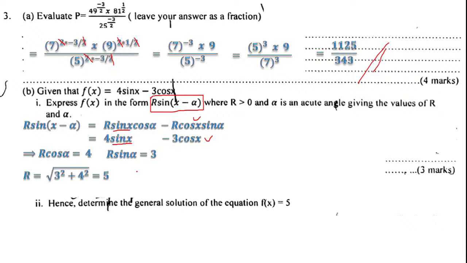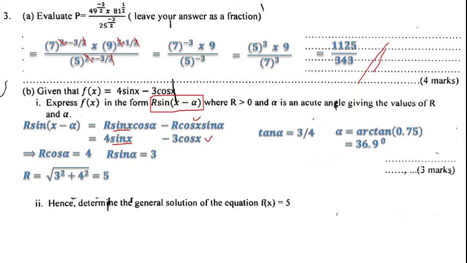From here you can find the value of r. R will just be equal to the root of 4 squared plus 3 squared, which is the root of 25, and that gives us 5. Now if we divide r sine alpha by r cos alpha, we will have tan alpha equal to 3 on 4. So we divide this equation by this other one, and r sine alpha over r cos alpha is tan alpha, and that equals 3/4. So if tan alpha is equal to 3 on 4, then alpha will be equal to arc tan 0.75. This will give us 36.9 degrees.